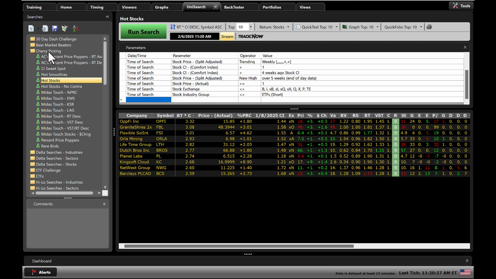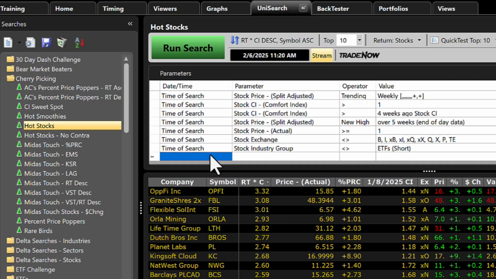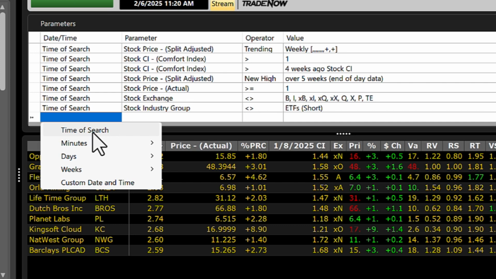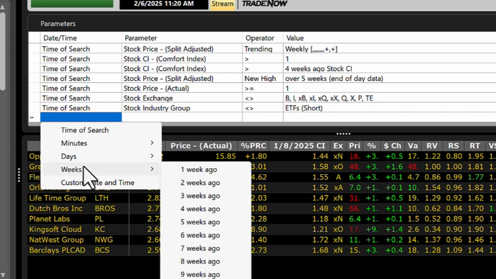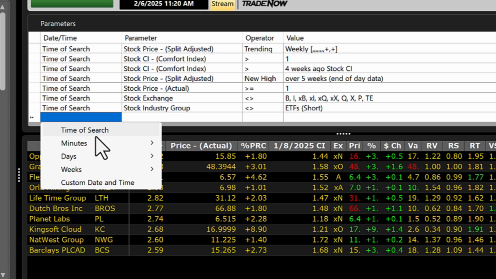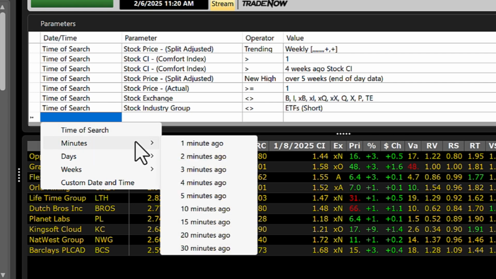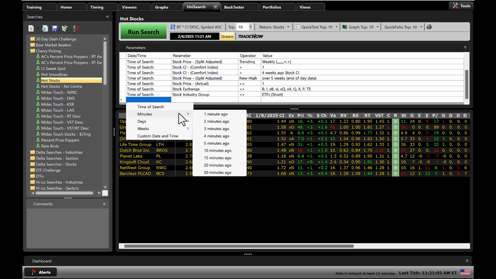I, again, jumped to this cherry picking folder. There are some really nice, simple screens in here. Hot stocks, for example, you can dive in and see it's basically looking at high momentum stocks with high VST values. You can add parameters to any of these existing screens or create a screen from scratch. One thing I like is that you can run screens based on data, either several minutes ago or even days or weeks ago. This can be really useful, for example, for technical-based searches where you want to look for moving average crossovers anytime in the past 24 hours, not just moving average crossovers happening exactly when you search.